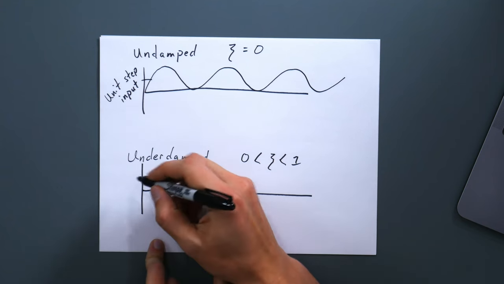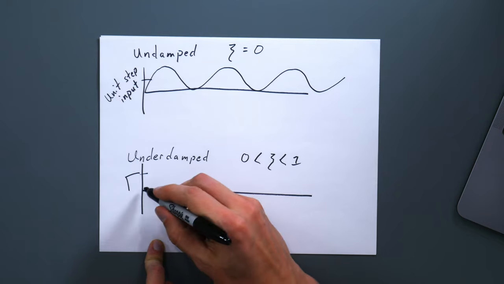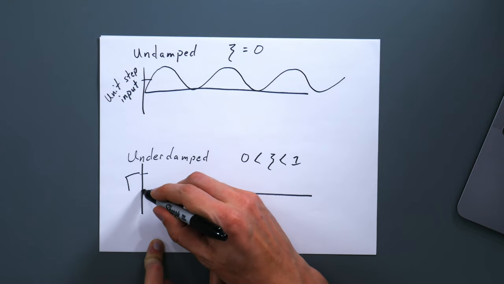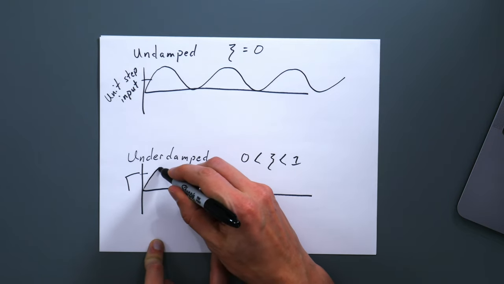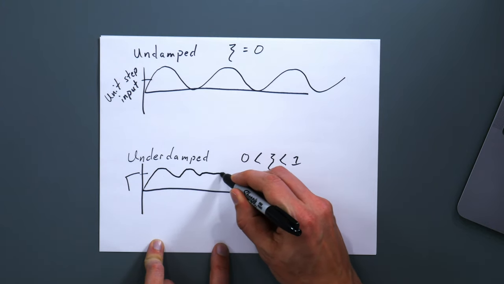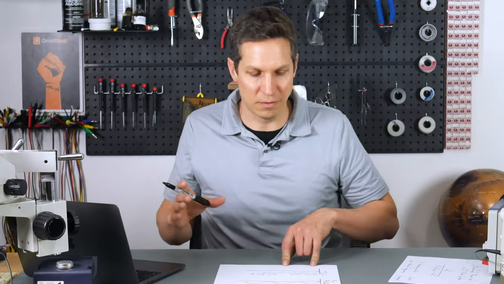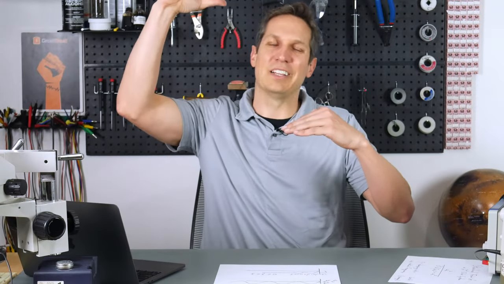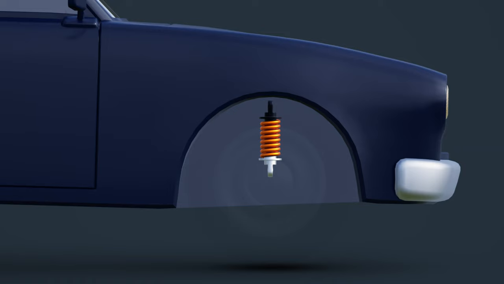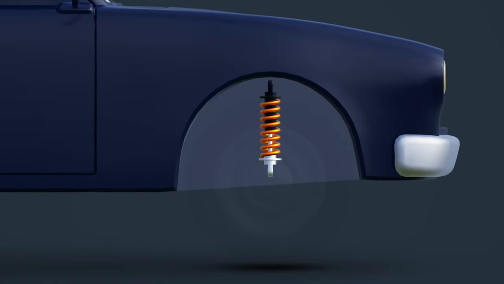So again, if your step input goes to one, an underdamped system will kind of come up and overshoot, and then it'll oscillate around that one before finally settling at one and continuing on forever. So with the car, that's kind of like it gets pushed down and then it comes back up a little bit too high, settles, and then it goes like that.